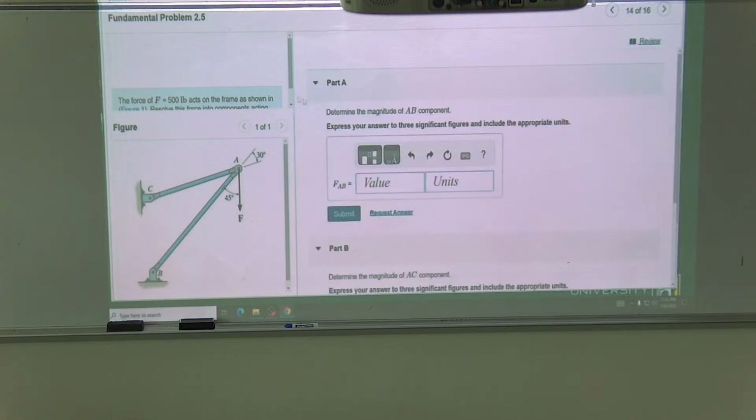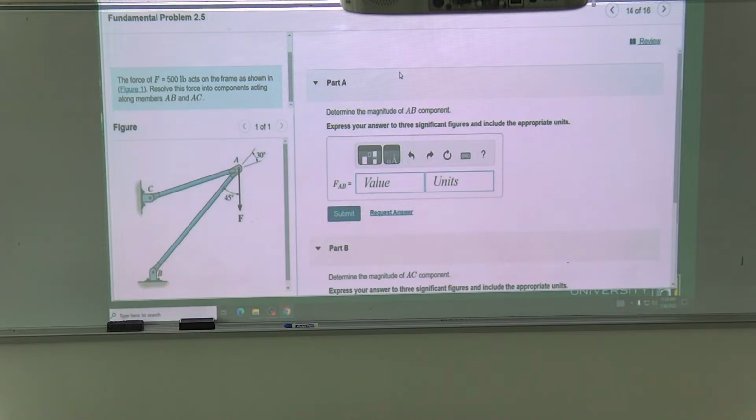Okay, so this one, let me see. This one is starting to make use of something that maybe, as a book or a teacher, you should talk about earlier. Maybe you shouldn't. I don't know. But let's look at this one, because this one actually has some connotations for later. It says resolve the force. The force is 500 pounds, acts on the frame as shown in that picture. Resolve this force into the components acting along AB and AC.